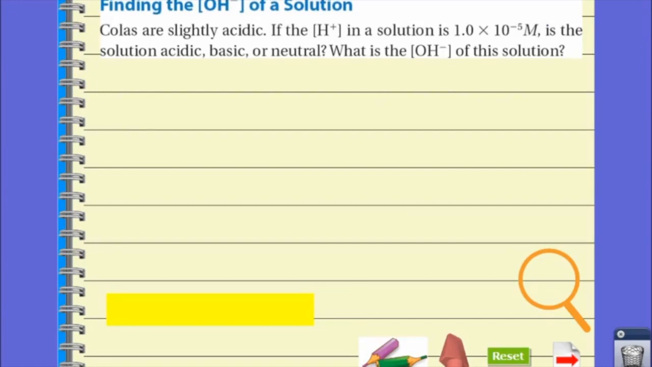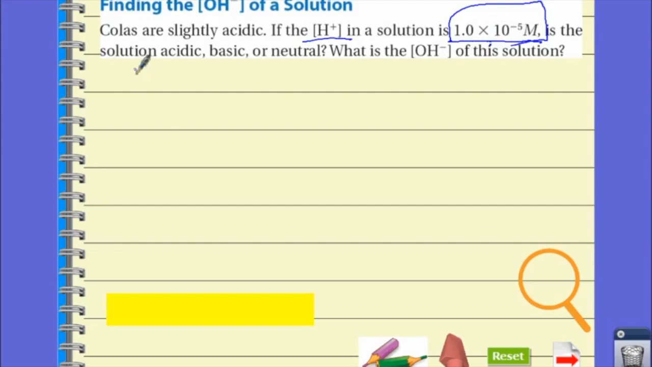If the hydrogen ion concentration is 1 times 10 to the negative 5, is the solution acidic, basic, or neutral? What you need to ask yourself is: is that concentration greater than 1 times 10 to the negative 7, or is it less? It is greater. Therefore the solution is acidic.